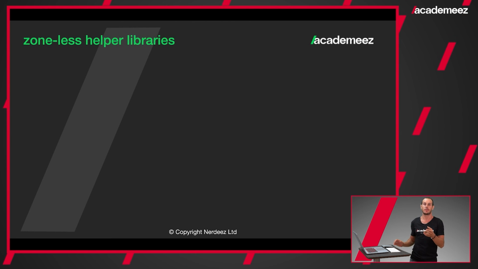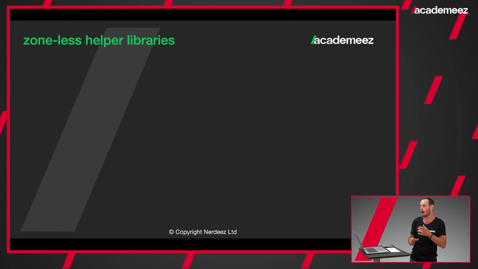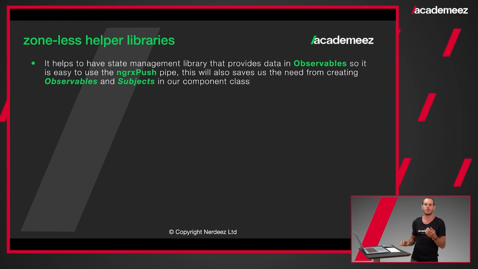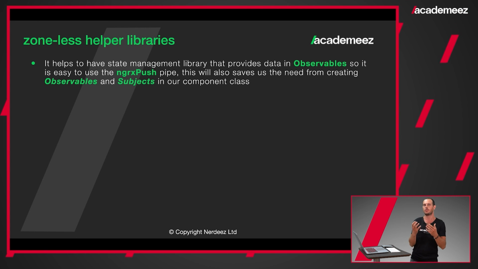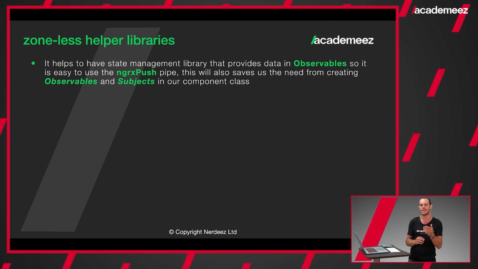That is why I recommend, whether you are using a zoneless Angular app or working with OnPush, that there are some libraries that will be easier for you to work with. I highly recommend using some kind of state management library that transfers your data as observables. This way, that data can be easily transferred to the template, using the async pipe if you're on OnPush, or the ngrxPush pipe if you're in zoneless.